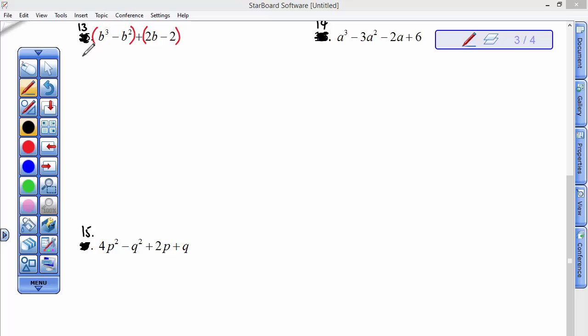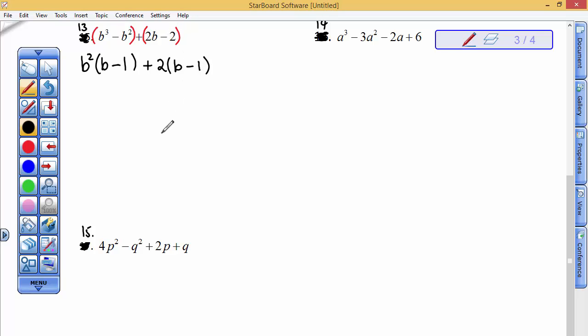So I'm going to factor out b to the second power out of this red group. And I'll need a b here so that when I distribute that, I would get b cubed. But then I need a minus 1 here because b squared times a minus 1 would be that minus b squared. Over here, the greatest common factor is a 2, and I've got a plus sign right here, so I'm going to factor out a positive 2. And when I do, I'm going to need a b here because 2 times b would be this 2b. And then I'll need a minus 1 right here because 2 times this minus 1 would be that minus 2.